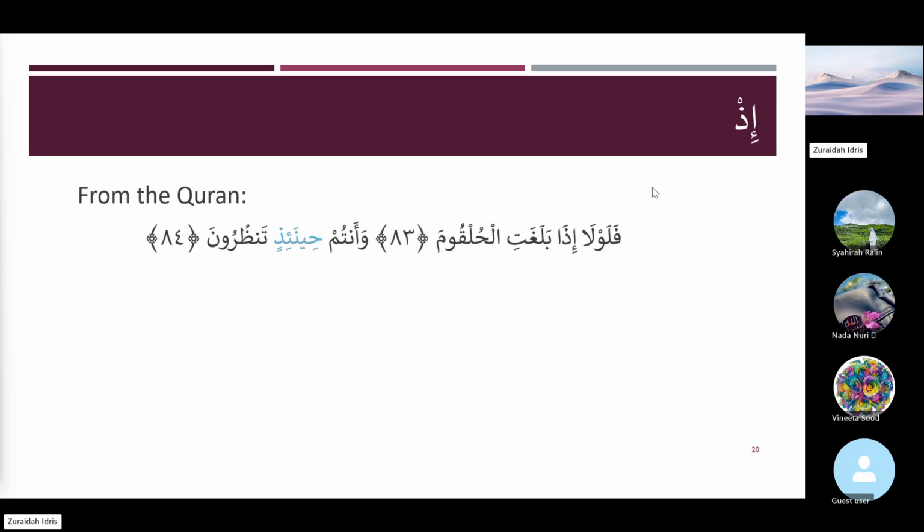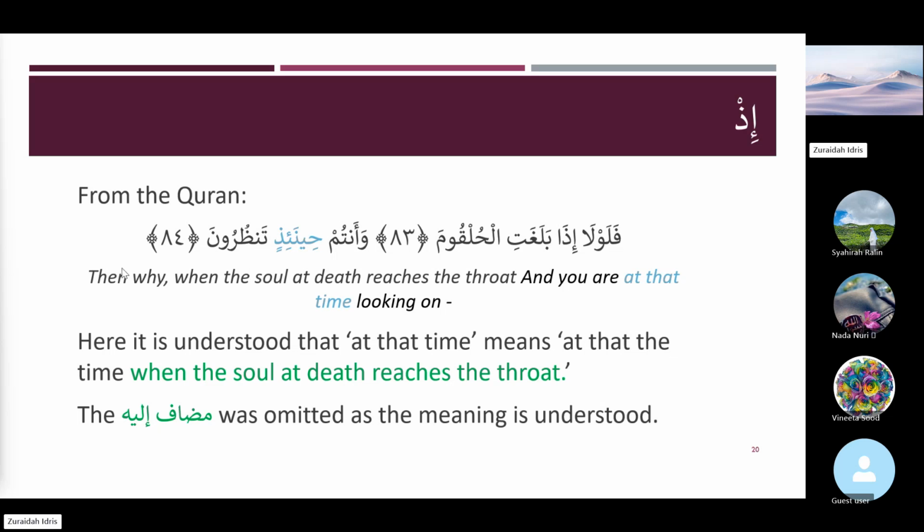So here we're talking about the time when we are facing death, or in this case, the disbelievers were facing death. فَلَوْلَا إِذَا بَلَغَتِ الْحُلْقُمْ. This one is actually originally a sakin, but because two sakins meet, this is kasra. So when وَأَنْتُمْ حِينَئِذٍ تَنْظُرُونَ. The translation here is, "Then why, when the soul at death reaches the throat, and you are at that time looking on?" Here it is understood that "at that time" means at the time when the soul at death reaches the throat. So it's referring back to this time. No need to write the whole thing again.